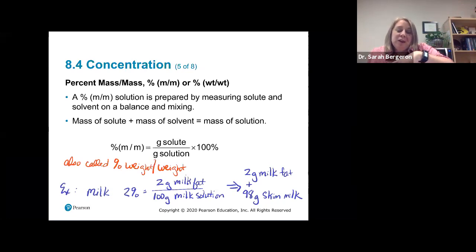So for a 2%, what that's telling us is that we have 2 grams of milk fat that we add back for every 100 grams of total solution. That total solution includes the milk fat and the skim milk. So if you look at this solution, where are these numbers coming from? They're coming from right here. I have 2 grams of milk fat plus 98 grams of skim milk to give me 100 grams of solution. So be careful that you remember that. Now you know what the percentages for milk are. Isn't that kind of cool?